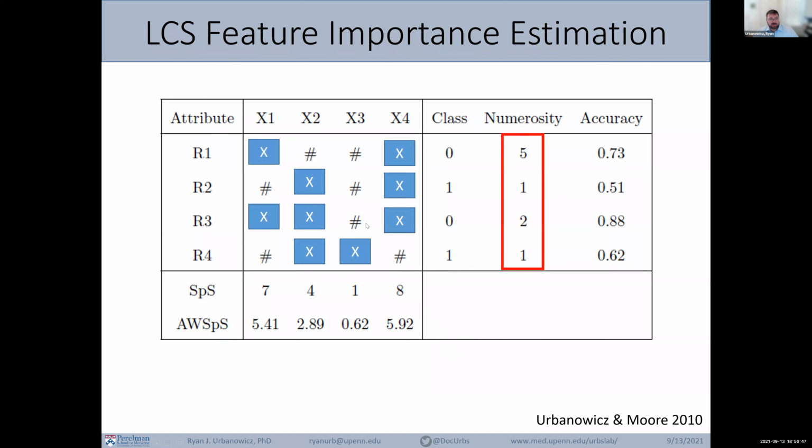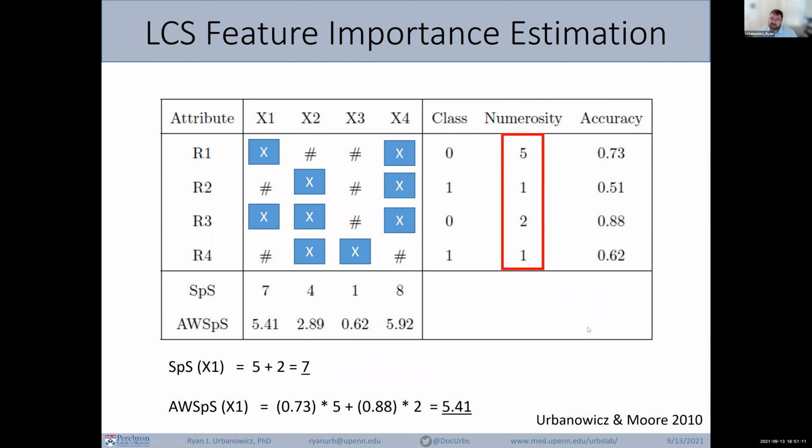But anyway, what we do is we look at how often features are specified in rules. So these X's are specified in rules, and I put X's over them here. And then we count their numerosities. And the basic idea is to get a sense of what features occur in rules again and again and again, which ones are more important to making valuable predictions about our patients.